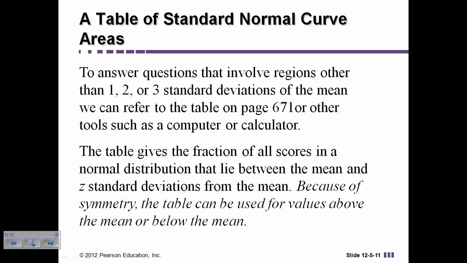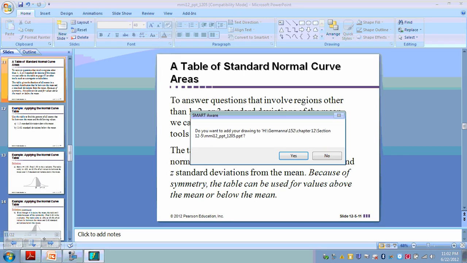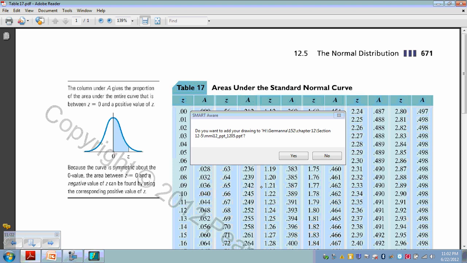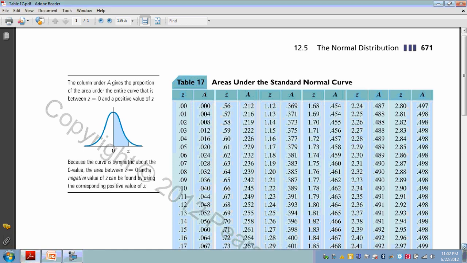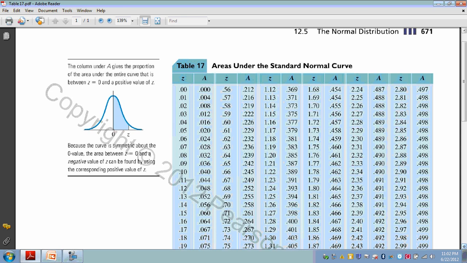Now for this next part, there's a table in your book on page 671, and I'm going to minimize this and show you that table. And that table looks like this. This table is a little bit different than some of the ones you'll see, and I do have a copy of this table posted on Blackboard, and I do expect that you will have a copy of this table in your notes so that when you take your test you'll have it.